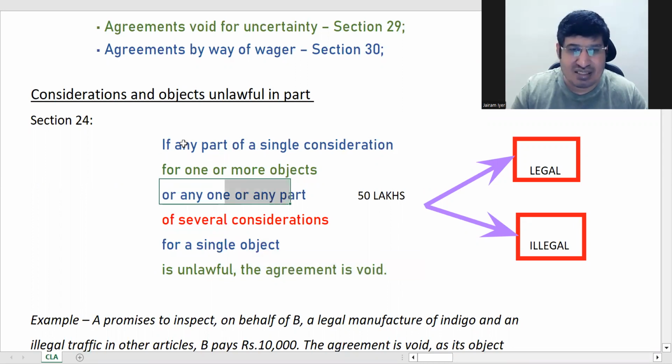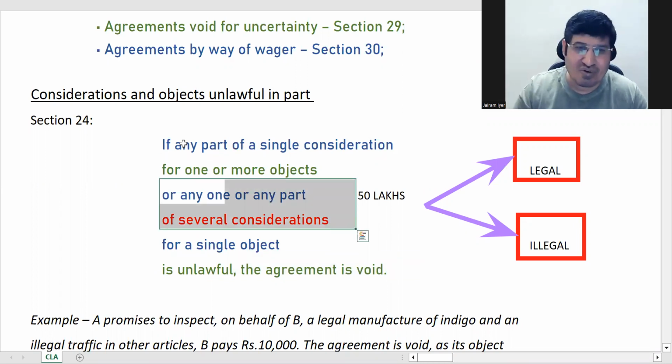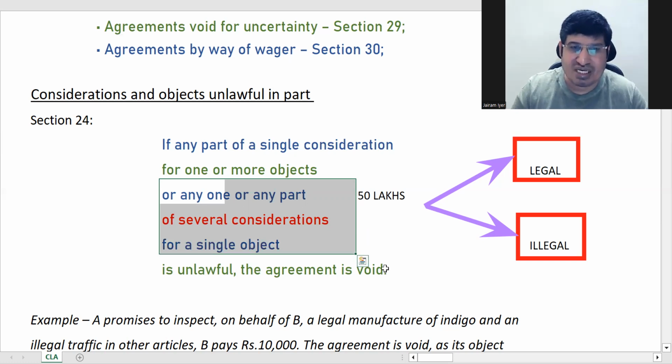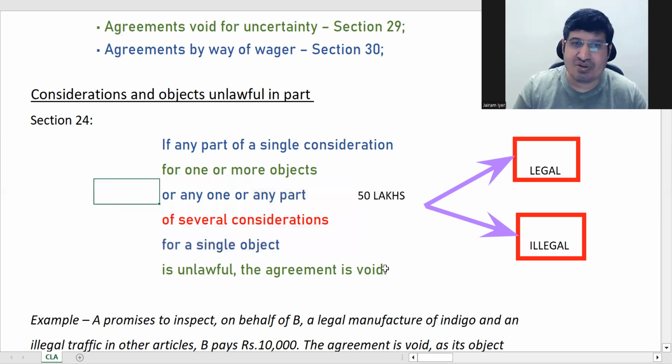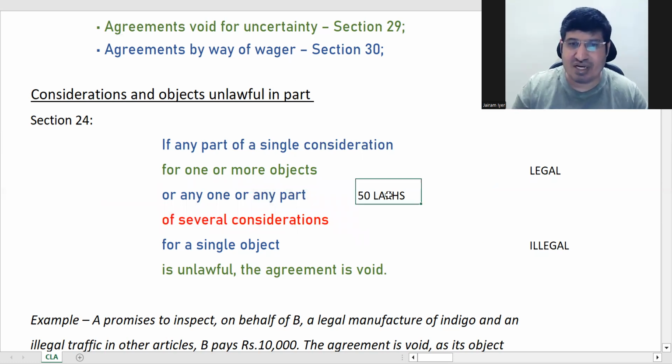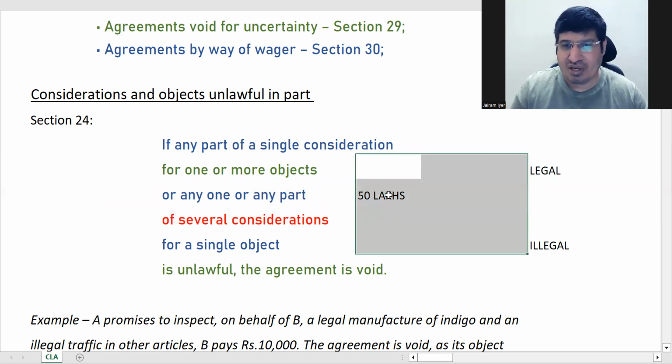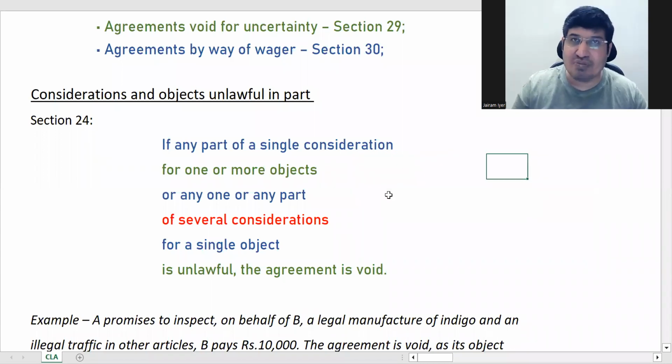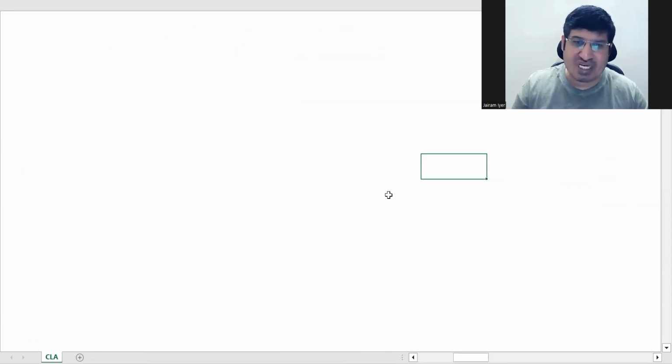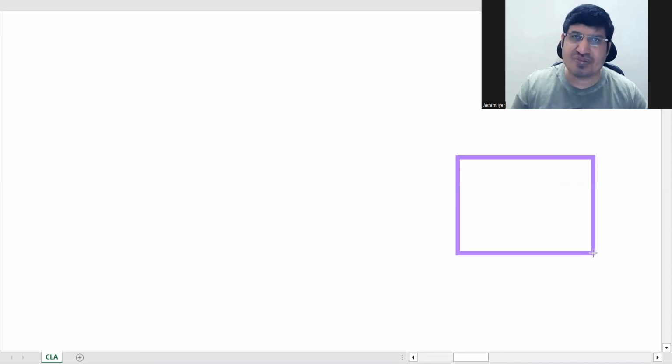Now, the second part is this. It says take the other way around. If any one or any part of several considerations for a single object is unlawful. So basically, here you give one consideration and you had many purposes. Now, another one is you have the same one purpose. You have one person, one purpose. You are building one house only, and it is legal.